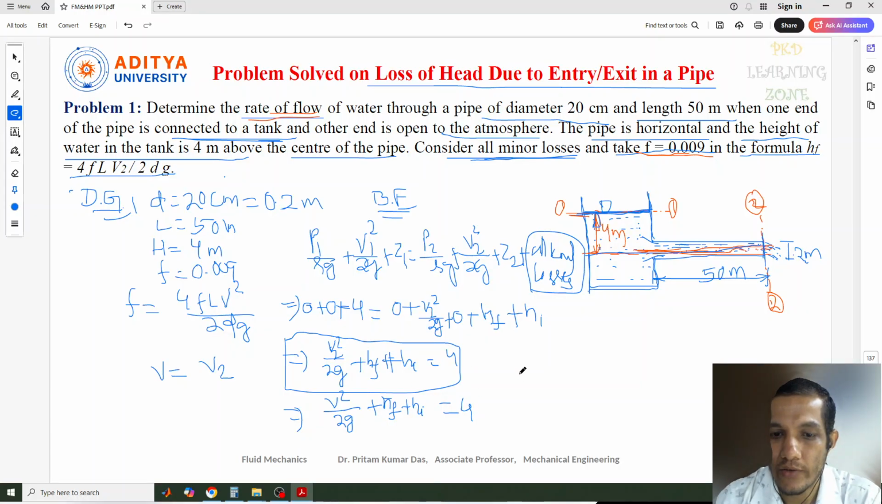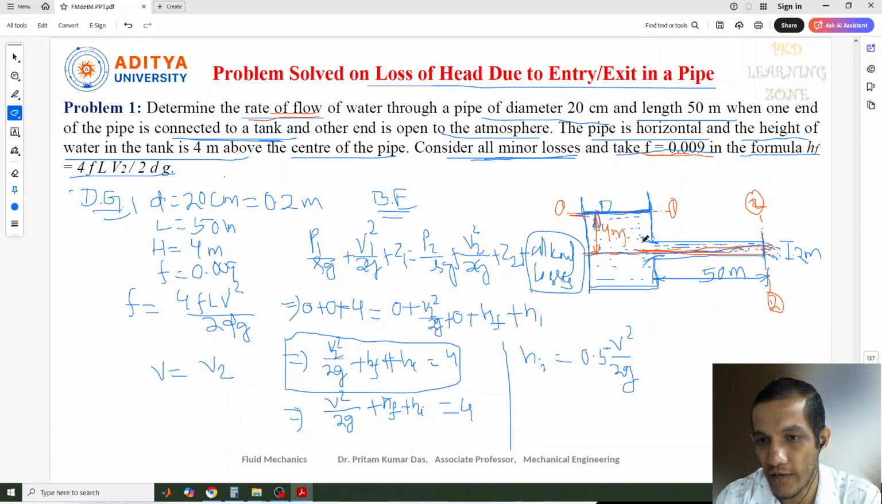Now we know, from what we already solved previously, that HI, the head loss at the inlet, equals 0.5 V square by 2g. We already got this in the previous theory part and derivations, because there is sudden expansion, sudden contraction here.